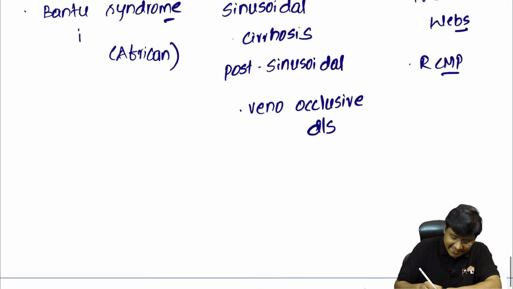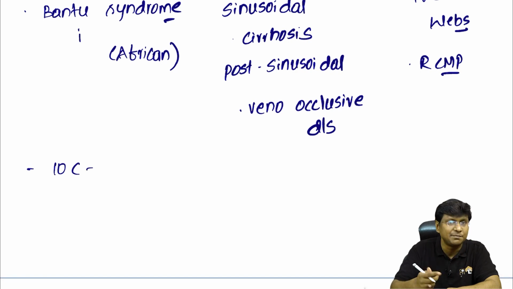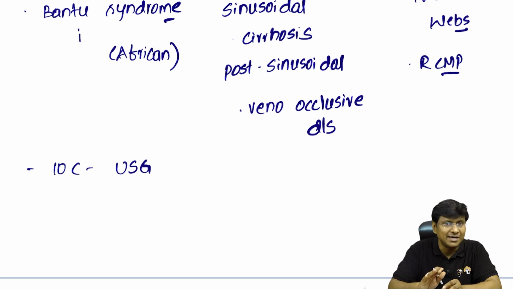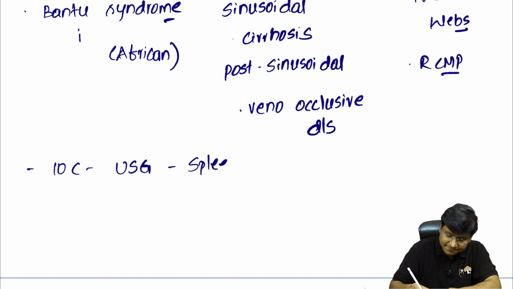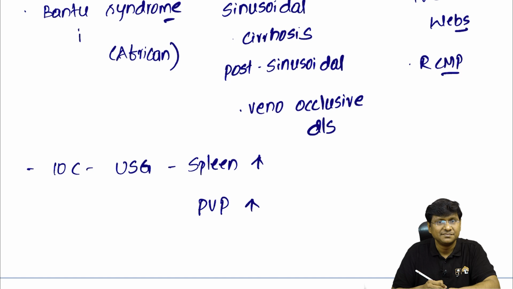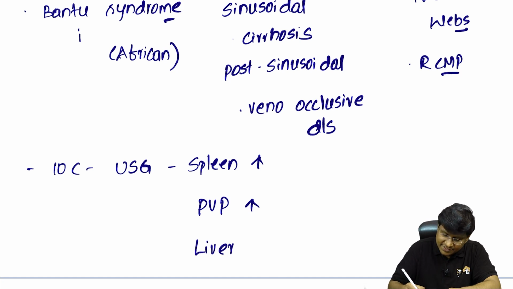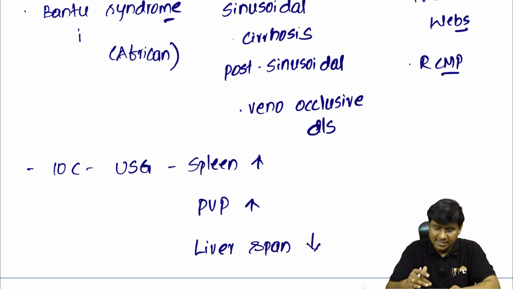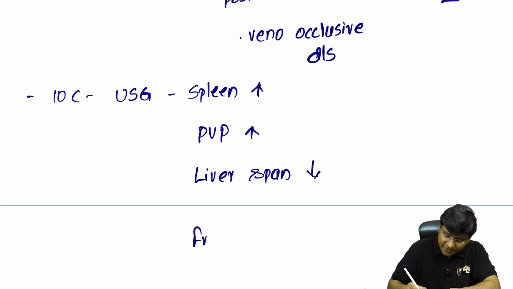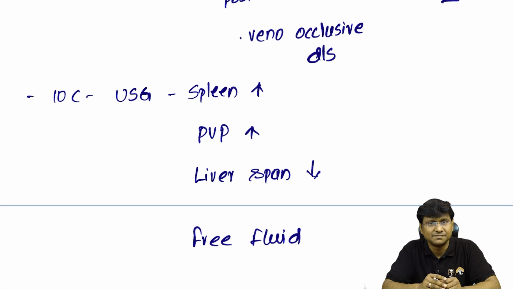First of all, what exactly is the investigation of choice for detecting the portal hypertension? That is by ultrasonography. And when you do an ultrasonography, you will find that the spleen is enlarged, the portal venous pressure is increased, right? And if it is cirrhosis of liver, in the later stages the liver span will be reduced. Okay, and there will also be presence of free fluid within the peritoneal cavity, which is nothing but the ascites, right?